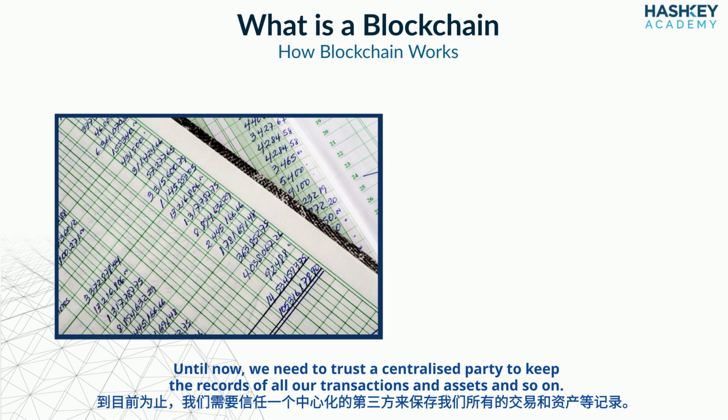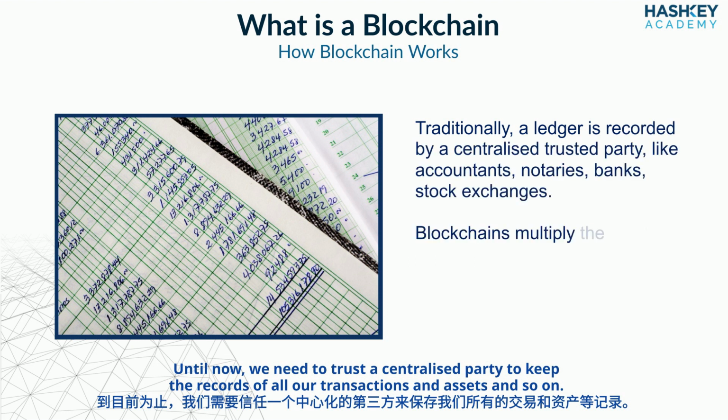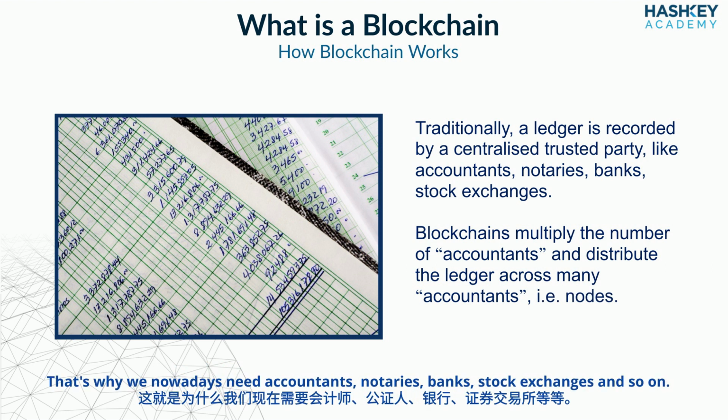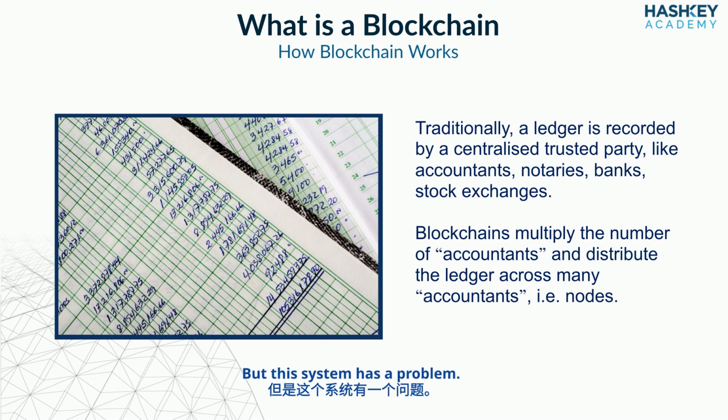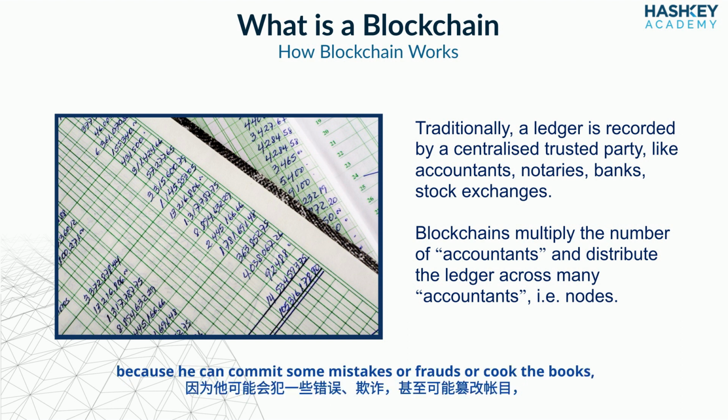Until now, we need to trust a centralized party to keep the records of all our transactions, assets, and so on. That's why we nowadays need accountants, notaries, banks, stock exchanges, and so on. But this system has a problem. It has a single point of failure. If you have one single accountant, you need to trust that this accountant is going to do good work because he can commit some mistake or some fraud or cook the books.